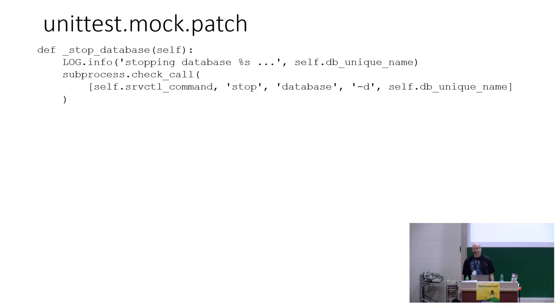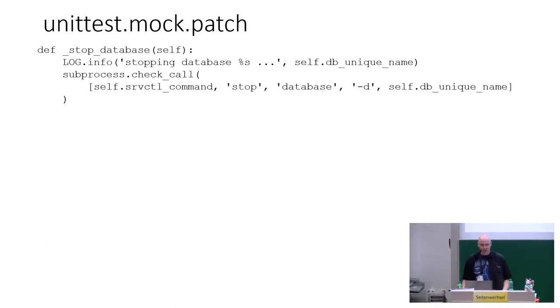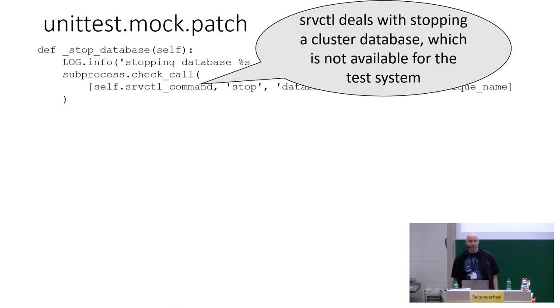Now, coming to examples from my production code, just to show you how this works in production. This is out of my code base, and what it does is just stop a database. So, not a very complicated thing to do. However, in a cluster environment, you need the srvctl command. It takes the parameter stop database, and then you specify your database name. And here is why my code coverage is so low, because on the system where I run those unit tests, I do not have a cluster database.